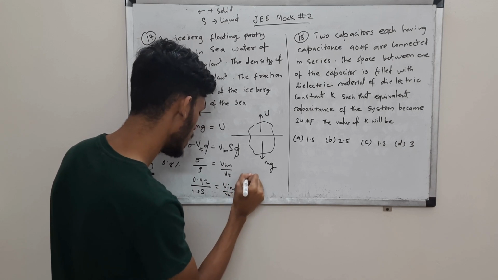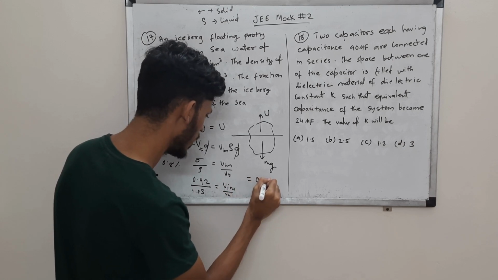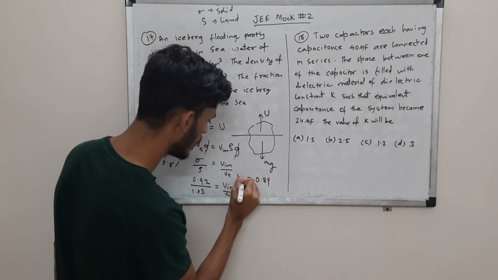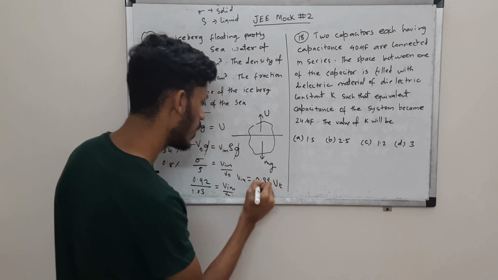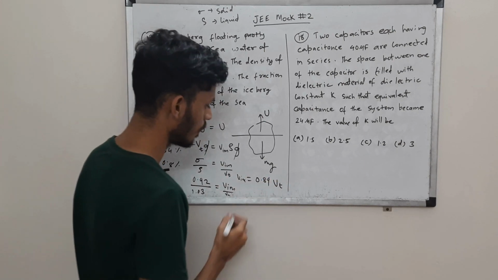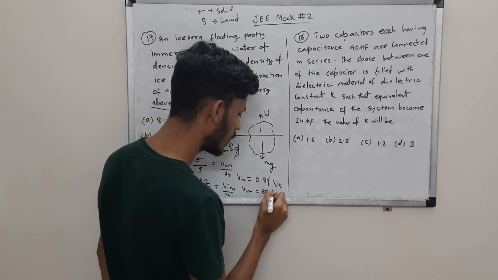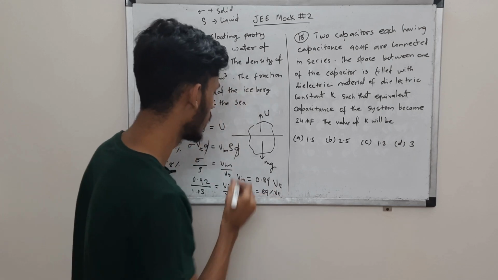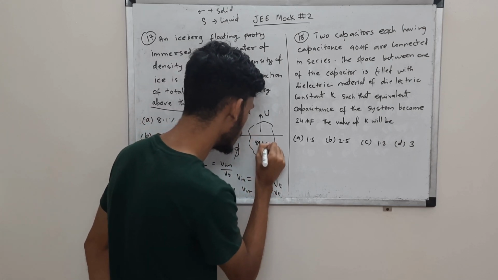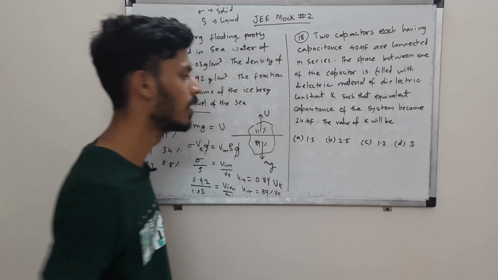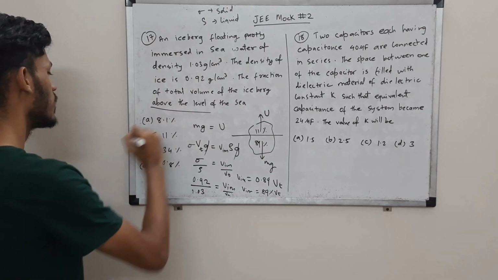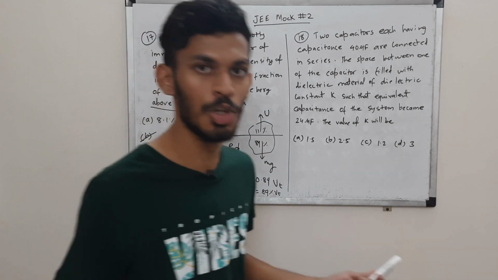So if you solve this, the answer that you will get is 0.89. So the volume immersed is 0.89 times the total volume, so 89% roughly. So 89% of the total volume is immersed. So what is the part which is shown? 11%, right? So 11% of the total volume is shown.